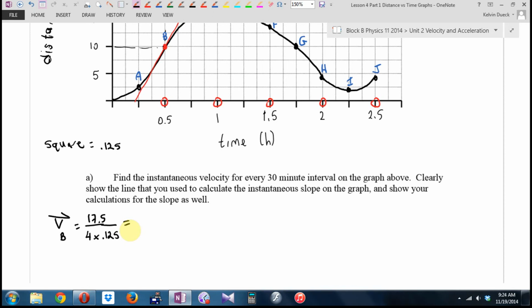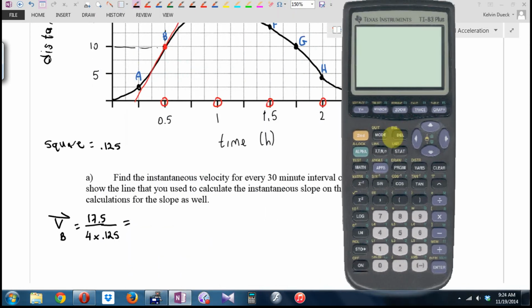Okay, so for me, and yours might be different, but it'll be close, I get 17.5 divided by bracket 4 times 0.125. I think I can do this in my head. Prediction, the answer is going to be 35, I think. No, that's wrong, Mr. Dueck. Subtract the 3, carry the... Yeah, 35. Is it? Yeah, booyah. I can do math in my head, even when there's decimals and fractions. Okay, sorry.